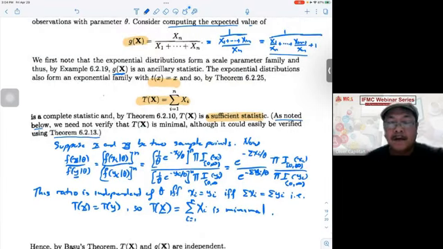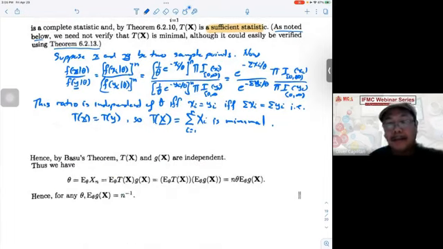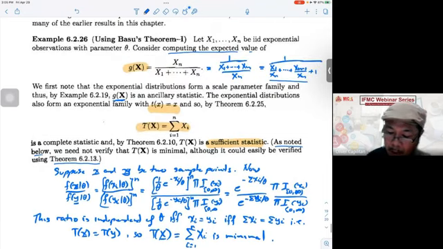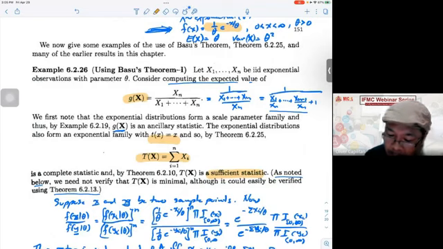Napakita natin na ang T of x sufficient. Napakita natin ang T of x complete. Napakita natin ang T of x minimal. Ngayon, alam natin na ang G of x ancillary. So hence, by Basu's theorem, complete, sufficient, minimal. So by Basu's theorem, T of x and G of x are independent. That's according to Basu's theorem. And then since we're wanting to compute the expected value of G of x.